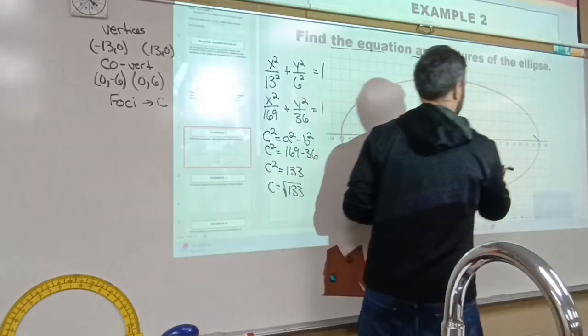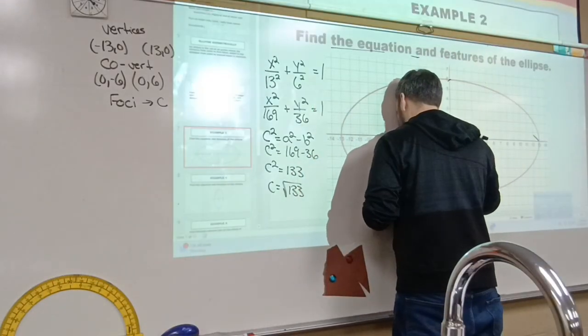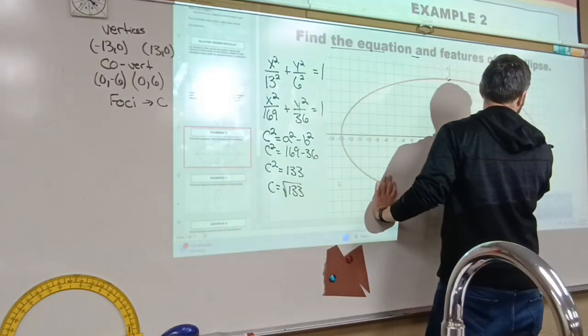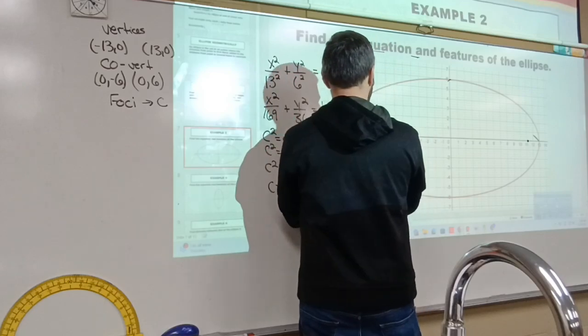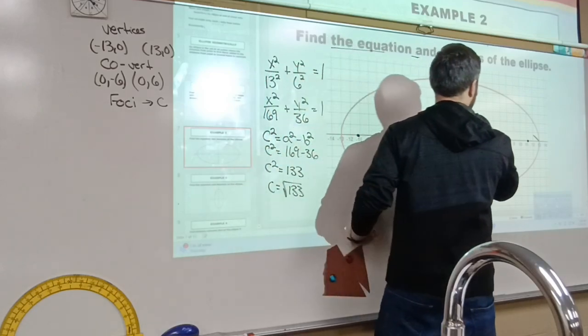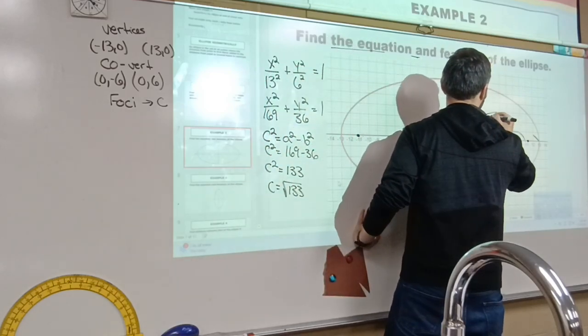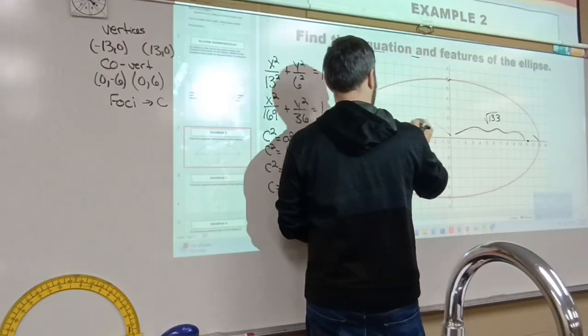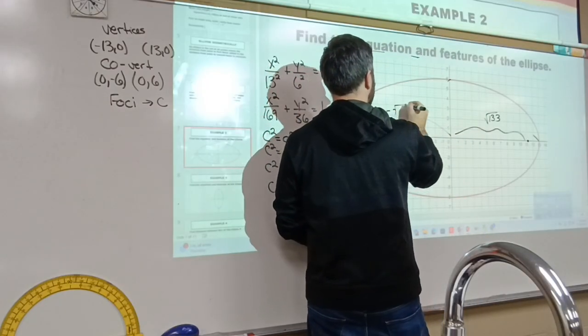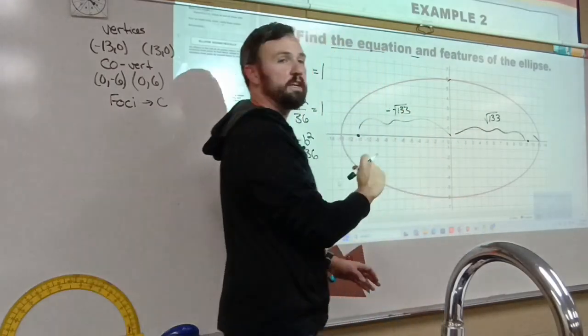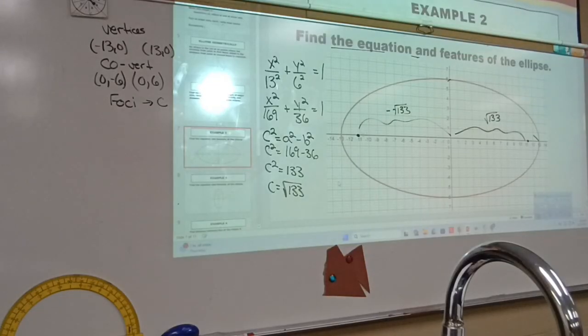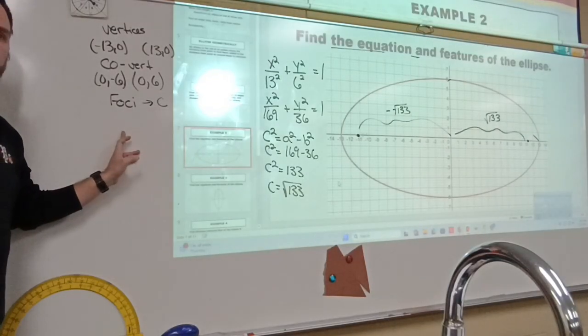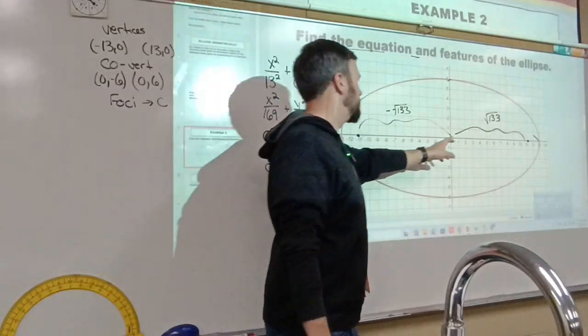Kinda. What's square root of 133? 11 something. So my foci would be about here and here. And that distance would be square root of 133, because that's c. And it's always on your major axis. Your focus is on your major axis and it's c away from 0. So you find c.